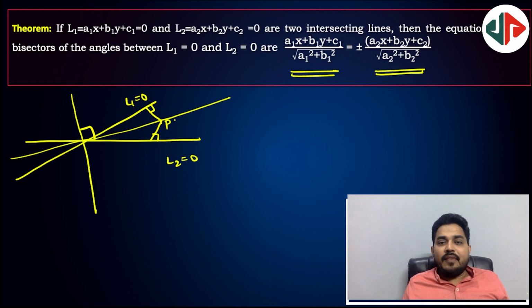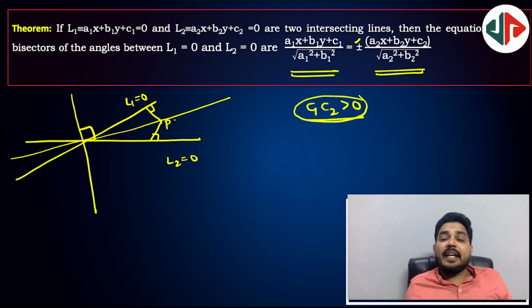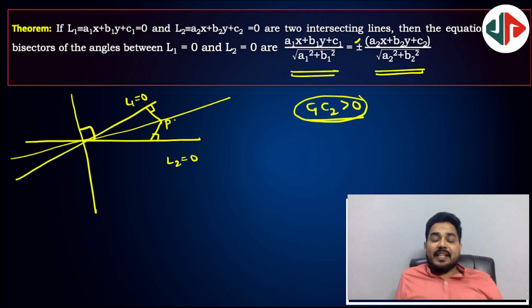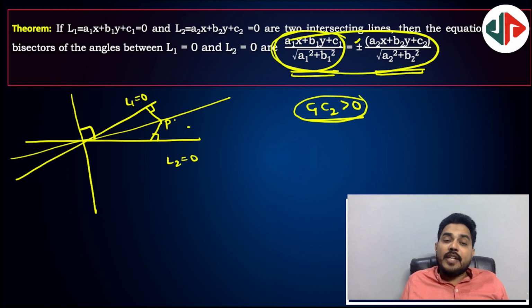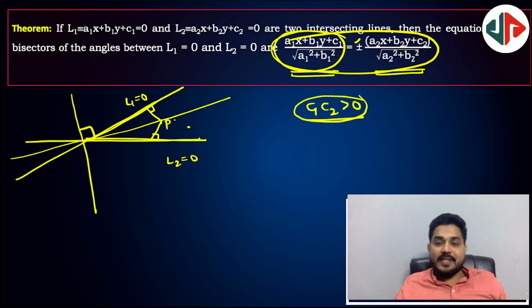For example, C1, C2 greater than 0. The plus sign will give us the angular bisector which is bisecting the angle of the region containing the origin. But more important here, one is when you take the plus sign and one when you take the minus sign. One is the acute angle bisector, and another one is the obtuse angle bisector.